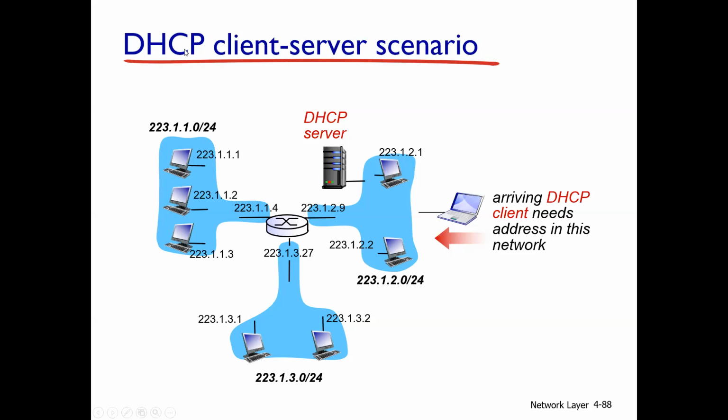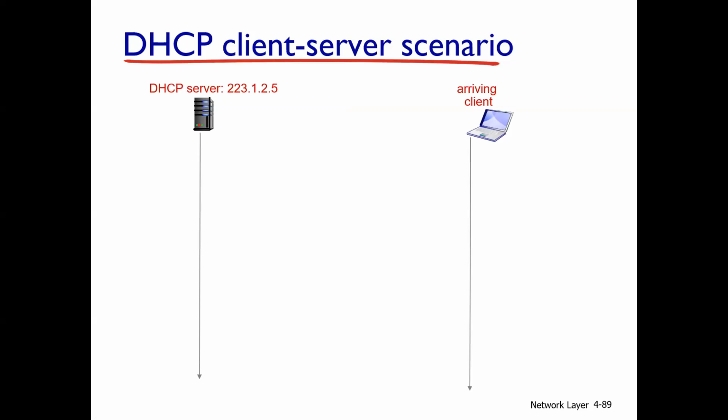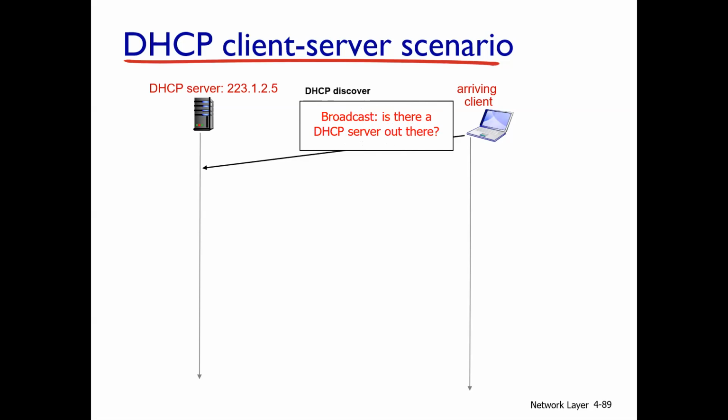So how does the DHCP protocol work? Basically you have a DHCP server which will dynamically allocate IP addresses. When a client arrives, it will need an address in the network which it is joining. So it doesn't have any address to start with. Okay? So when it joins this network, it somehow needs to send out a message and do a query. The arriving client comes in and broadcasts, is there a DHCP server out there who could provide me an address? Now, the amazing thing is that you could have more than one DHCP server.